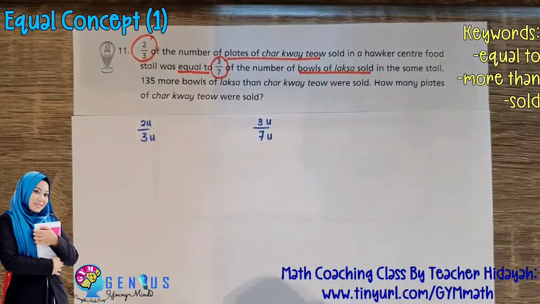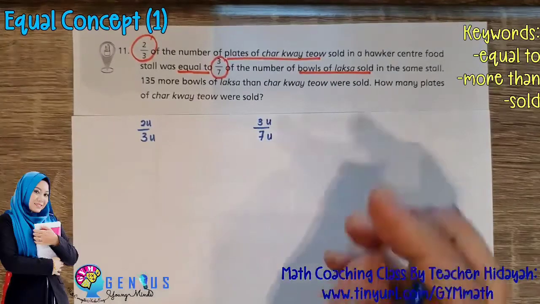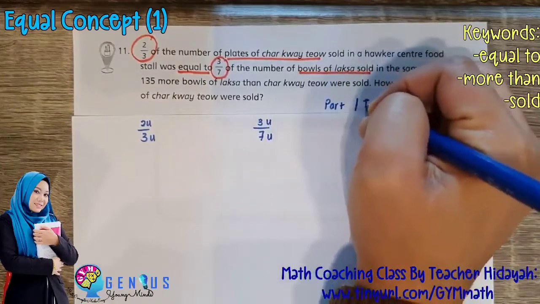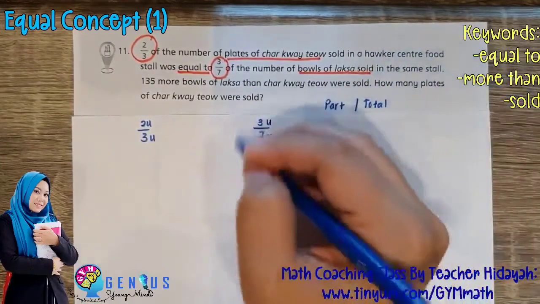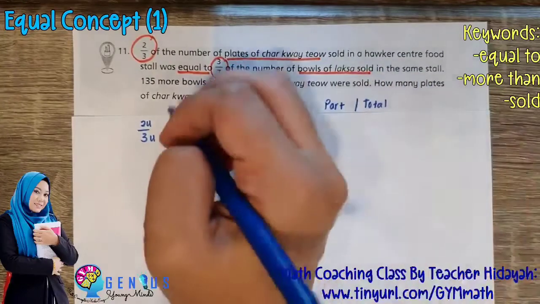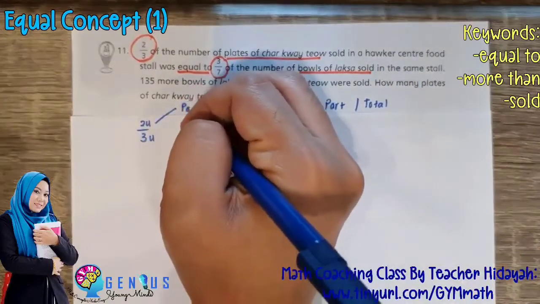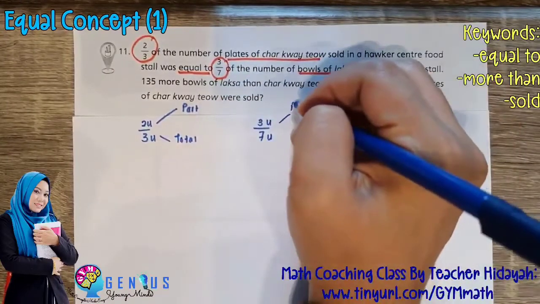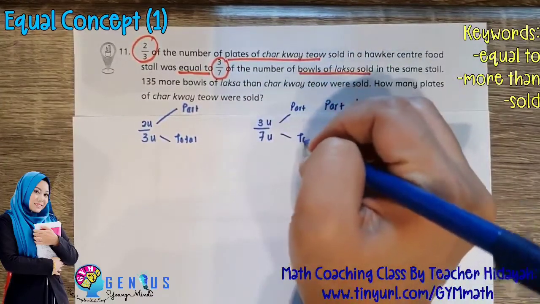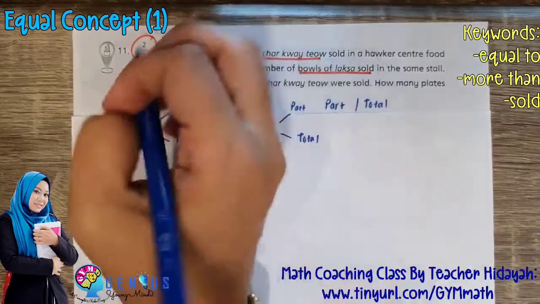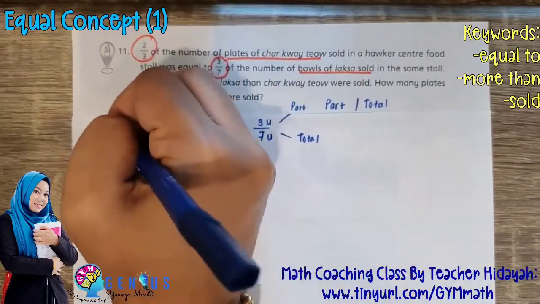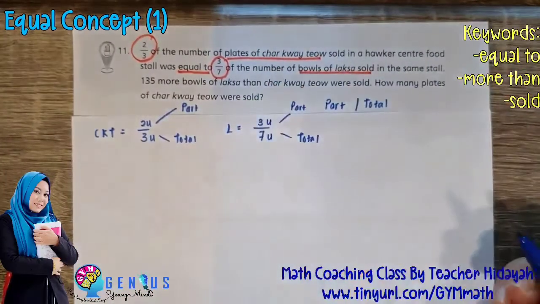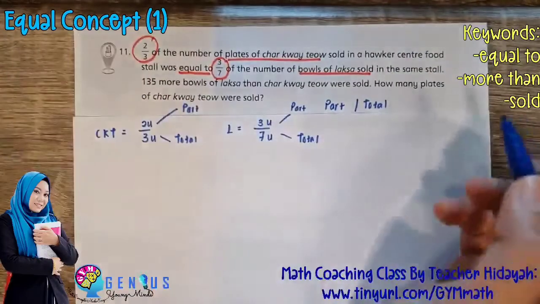So for equal concept, you must be able to identify the part and the total. You need to know where the part is and where the total is in the units of the fractions. The top, the numerator, is always the part. The denominator is the total. Here is my part and here is my total. So this total is referring to the char kway teow, and the 3/7 is referring to the laksa. I'll just use short form there. So now we have all this information.